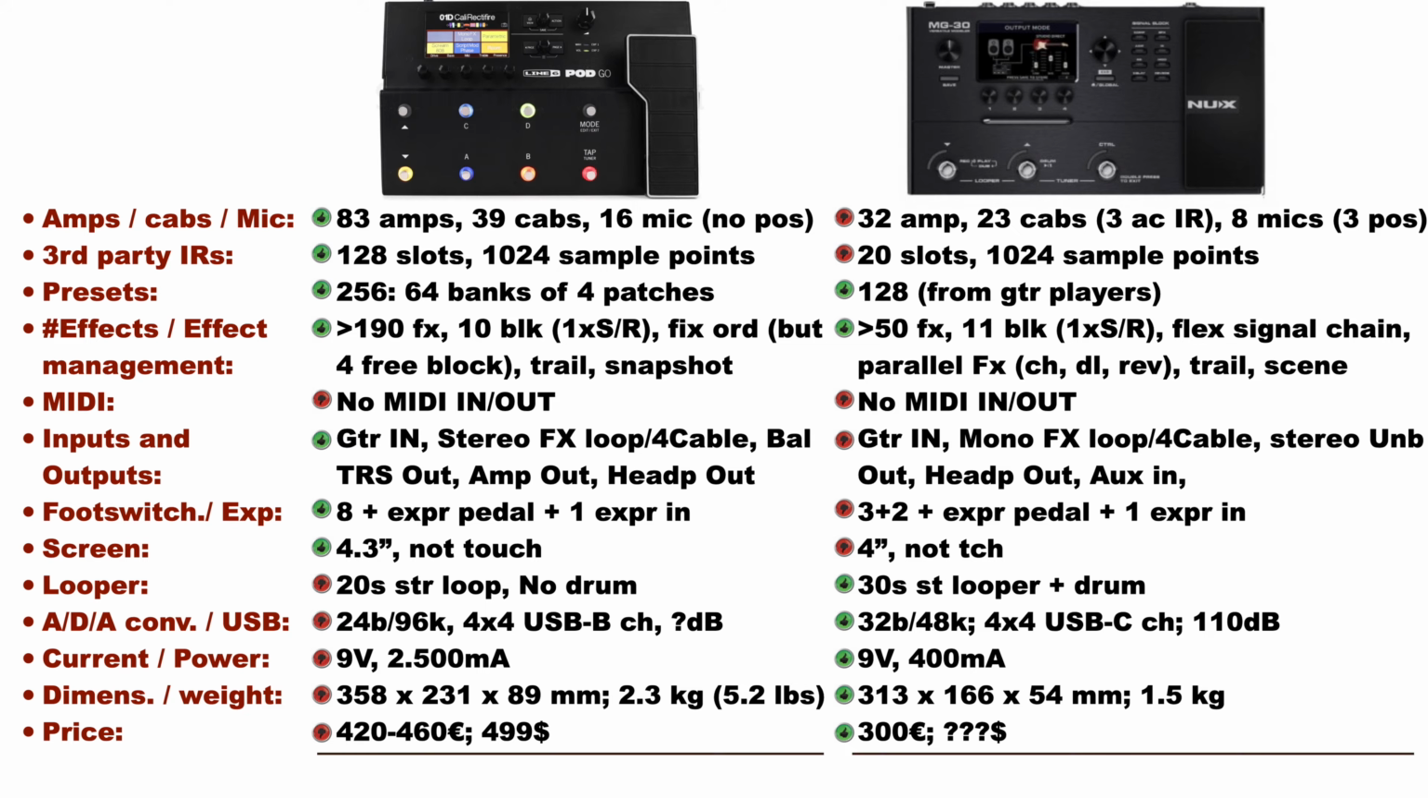So finally, let's count the green and red thumbs. We have 7 green thumbs with 6 reds for the PodGo, and actually the same amount for the MG30. Therefore, they are on par.